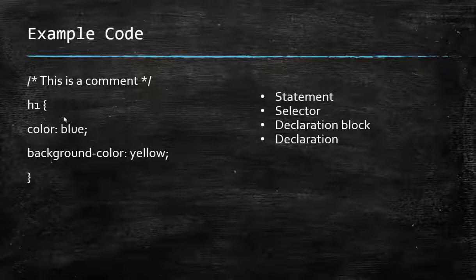Now I should point out here that this is a very simple selector, H1. We're going to see more complicated ones as we do this course. So in general, the selector is anything to the left of the opening curly brackets. The declaration block we've already mentioned is anything between the two curly brackets, and the declaration block is made up of declarations, and these declarations define attributes of the selector that we're trying to change. So in this case, color blue is being applied to the H1 header, as is background color yellow being applied to the H1 header.